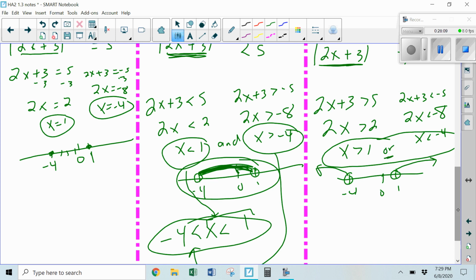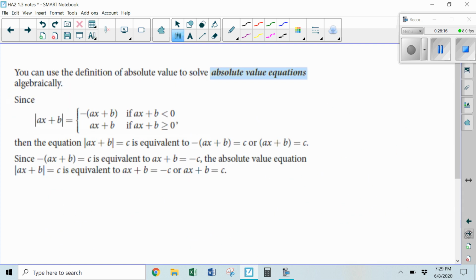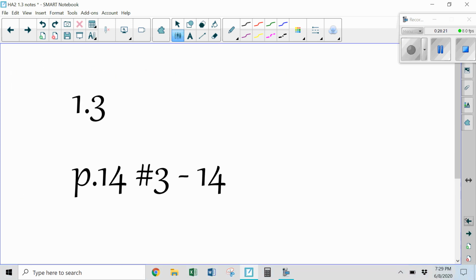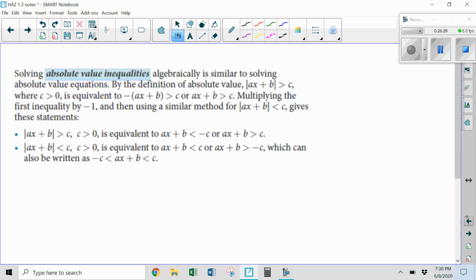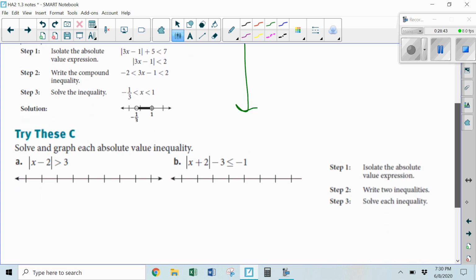All right, so this is an overview of pretty much all the types you might see. Now we're going to go to your book and do some practice. So we're on page 13. Yep, so page 13, you can read through this on your own time. It might be confusing, maybe you will understand it. Example C, you can do this on your own time. This is just an example done for you. I've already done some, so I think we're ready to practice.